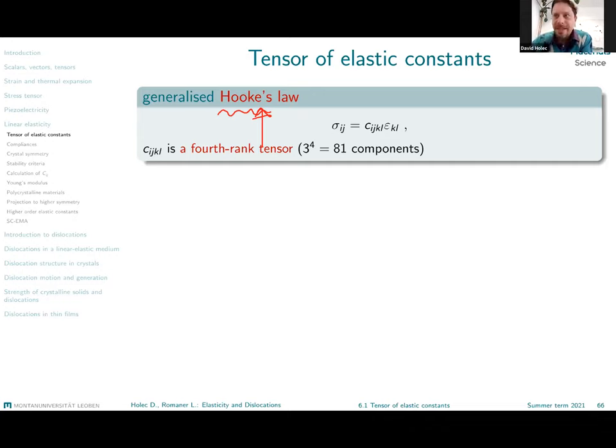We are relating, in principle, nine components of the strain tensor to the nine components of the stress tensor. And as such, the fourth rank tensor, which connects these two second rank tensor quantities, contains in its most general form 81, or 9 times 9, independent components.